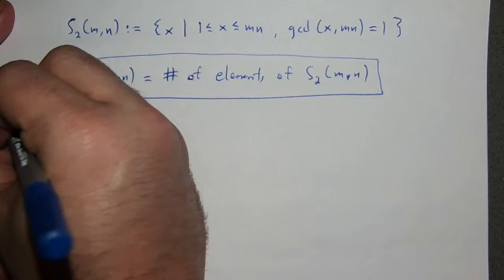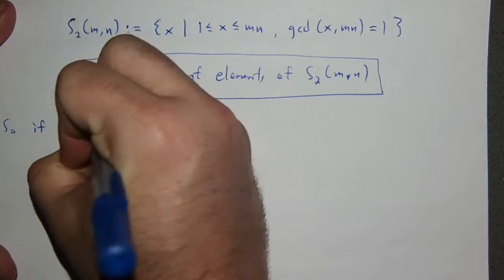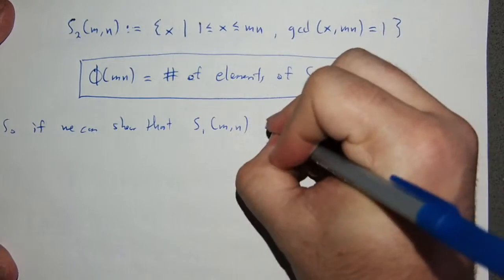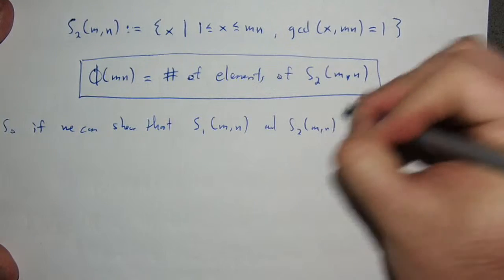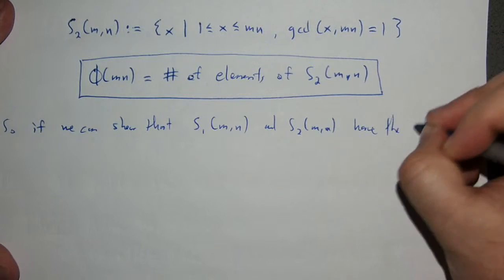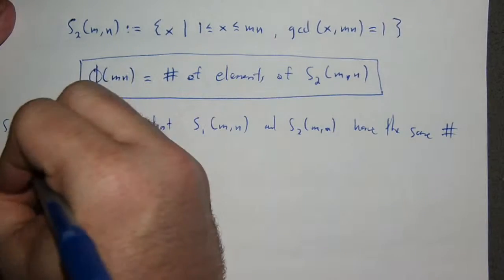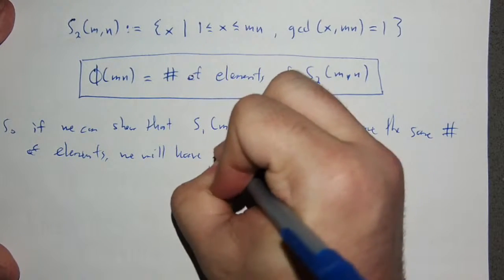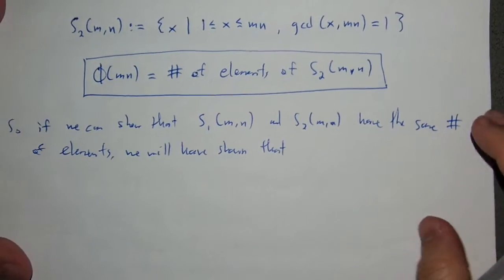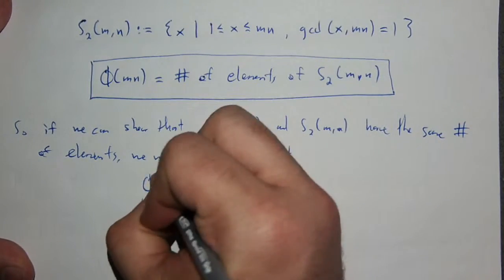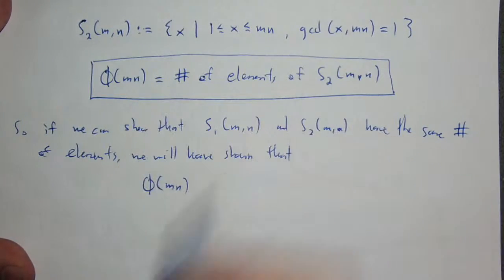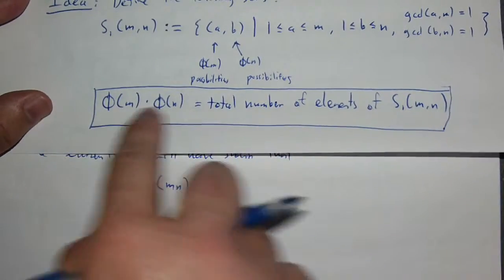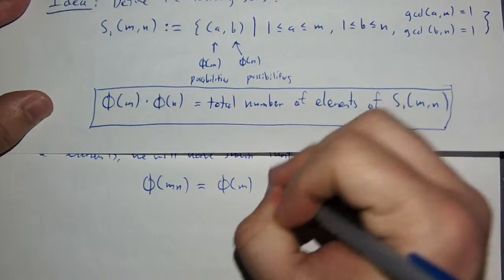All right, so if we can show that the sets S sub 1 of mn and S sub 2 of mn have the same number of elements, we will have shown that phi of mn, which, since that's the total number of elements of S sub 2 of mn, is equal to the total number of elements of S sub 1 of mn, which is phi of m times phi of n.